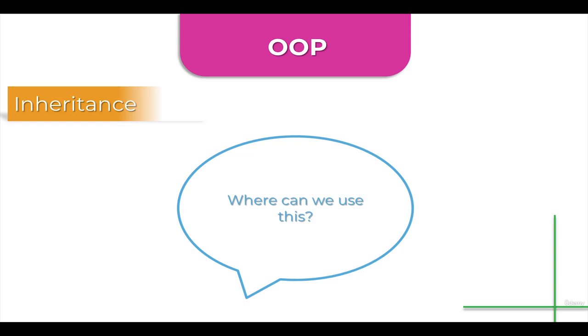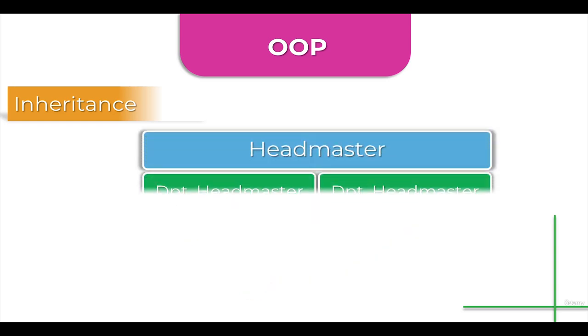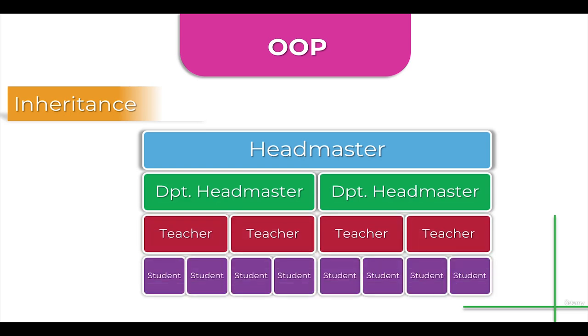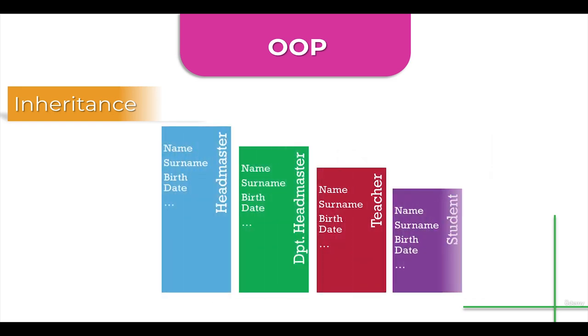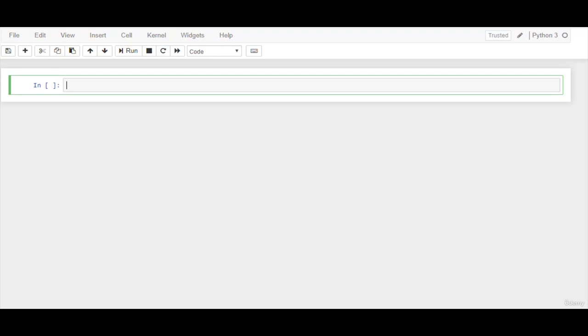So where can we use this? Well, we'll imagine a school, and in this school, there's a headmaster, deputy headmasters, teachers, students. Now, if we want to create a different class for each of these, some of these classes will have the same attributes, like name and surname, birth date, and all that. Then, instead of defining these common properties and methods in these classes over and over again, we can define one main class and then get the other classes to inherit the attributes and methods of this class. So that's the logic of inheritance. Let me just show you how to use it, and then you'll see.